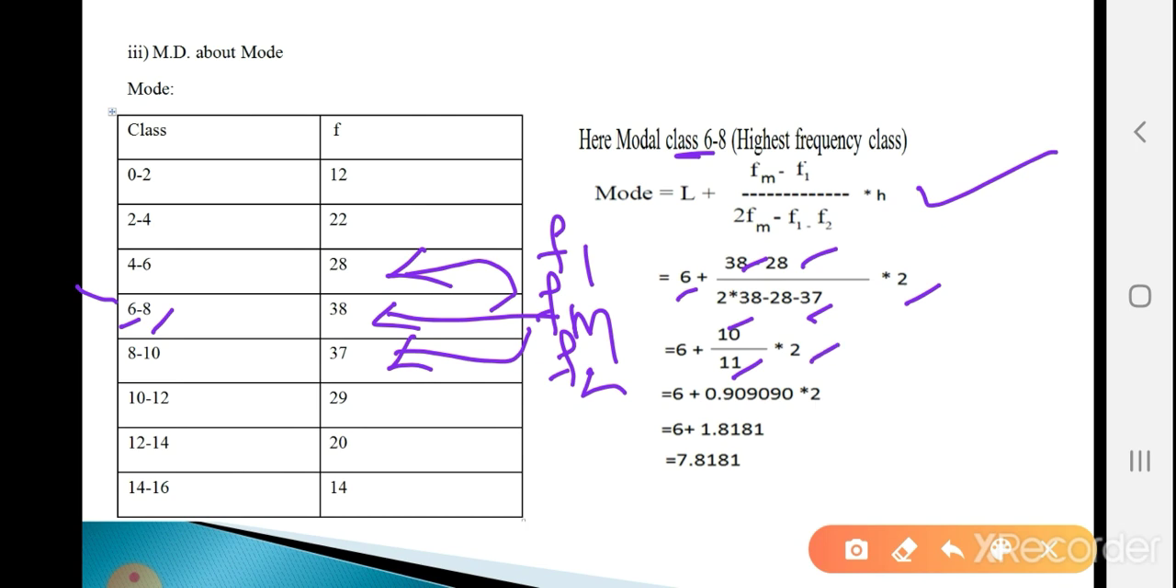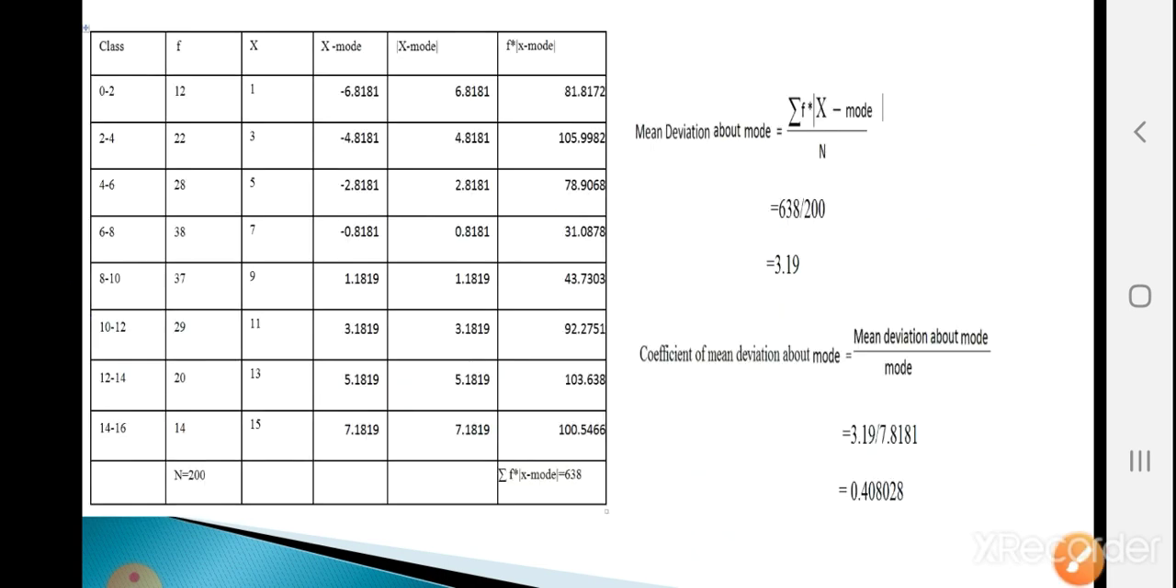Now 10 divided by 11, that is 0.909090, multiplied by 2, that is 1.8181. So 6 plus 1.8181, so the value is 7.8181. Now calculate the mean deviation about mode.